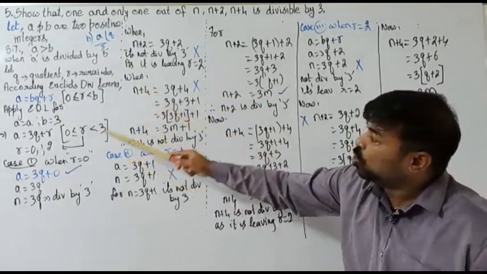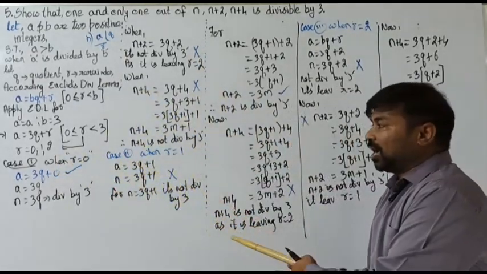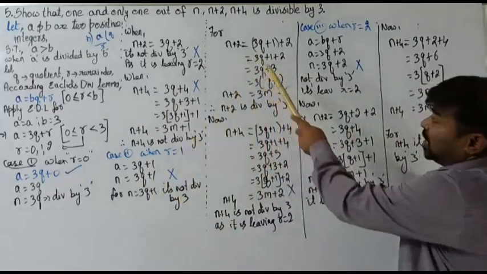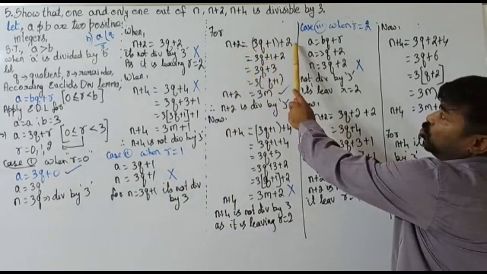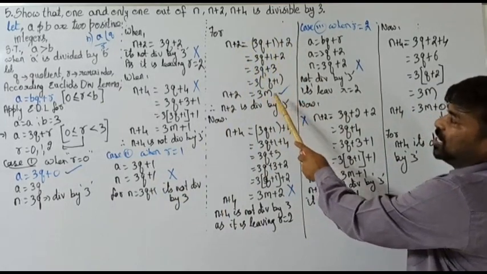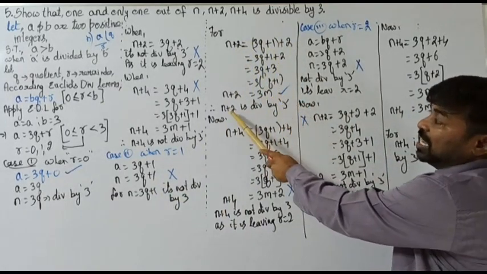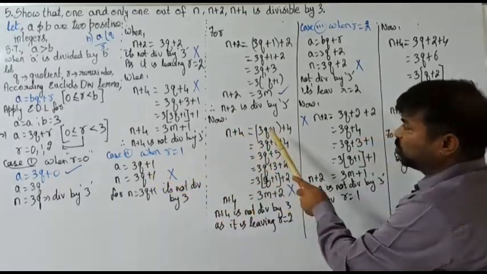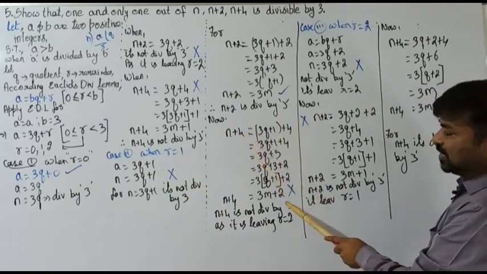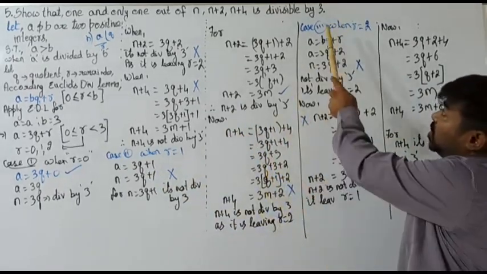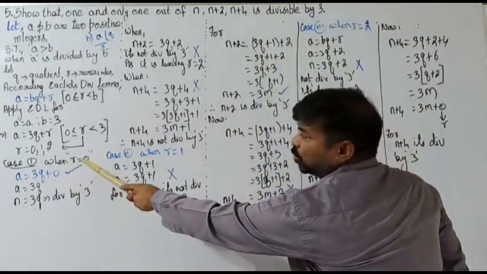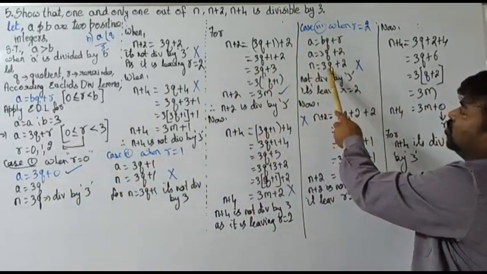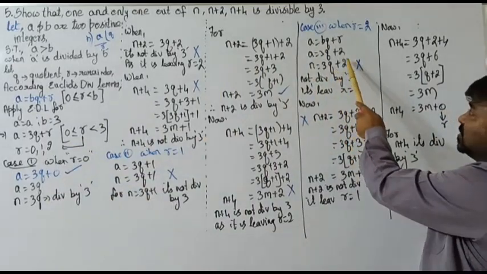In case 2, when r is equal to 1, what are we getting? The first case, it is not divisible as the remainder is 1. Here, it is divisible. When we are adding 2 on both the sides, it came in the form of 3m, means there is no remainder, divisible in the case of n plus 2. Right, here when n is equal to 3q plus 1, when 4 is added on both sides, it came with remainder 2, not divisible. When case 3, when r is equal to 2, what does n become? 3q plus 2, here it is not divisible as the remainder is 2.